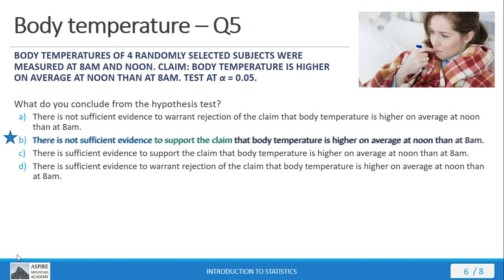Note here where each part of this actually comes from. We failed to reject the null hypothesis, so there is not sufficient evidence. We have a one-tailed test, so that leads us to support the claim, and then the rest of the statement is just a rehash of the claim itself.